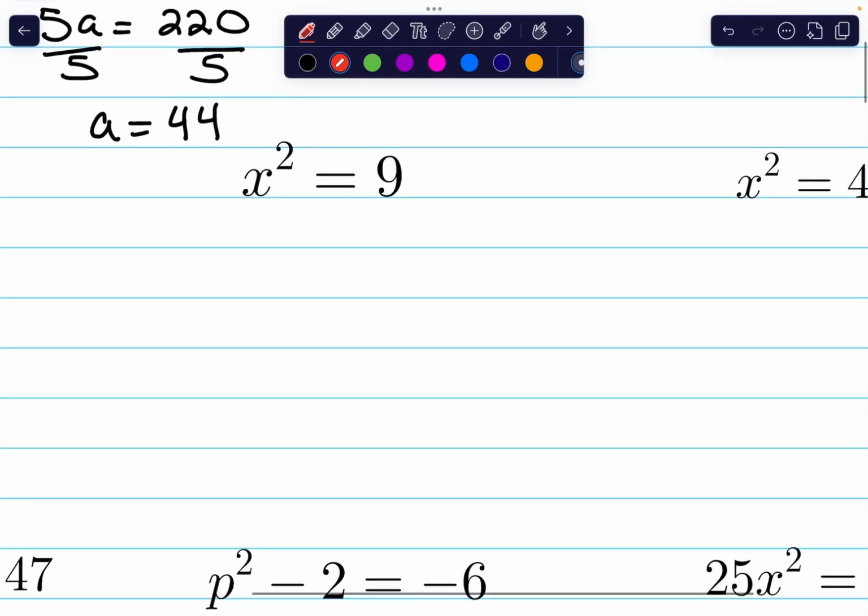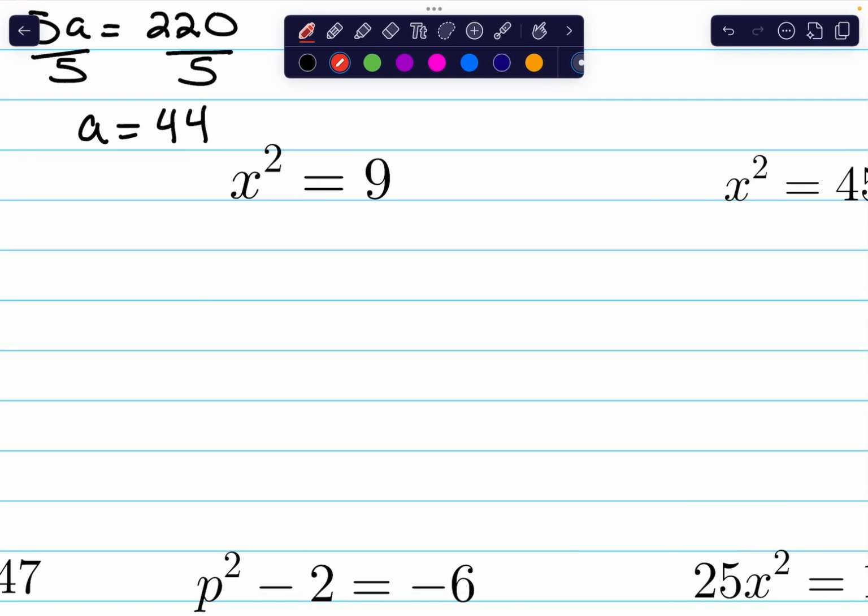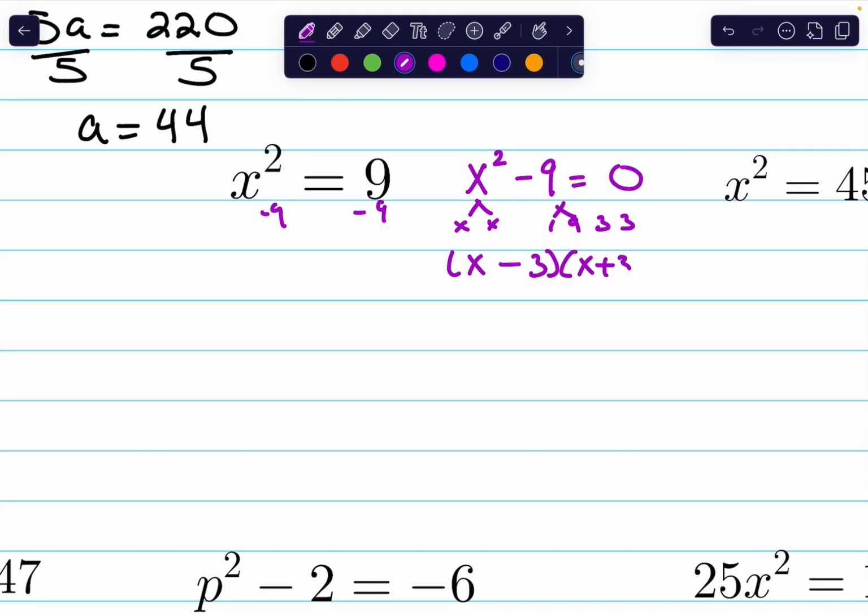So I get x squared equals 9. Now I'm going to go to the past for a second. In our past, we would subtract 9 on both sides because we would want it to equal 0. And then what would we do? We would factor. We get x and x, 1 and 9, 3 and 3. So we choose our factors, x minus 3, x plus 3. Set each factor equal to 0 because we are solving, and solve, so we get x equals 3 and x equals negative 3.